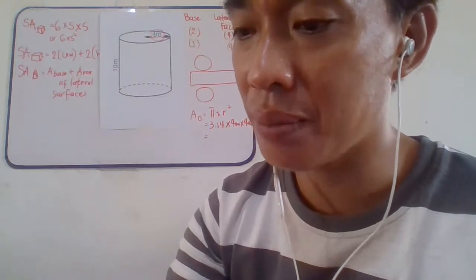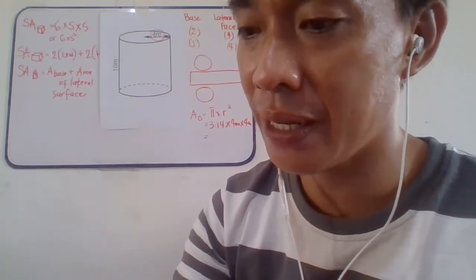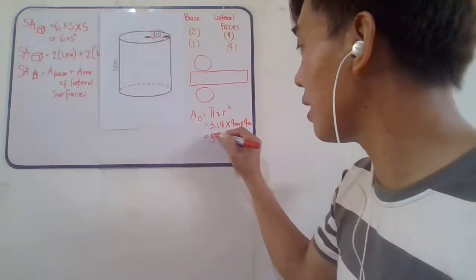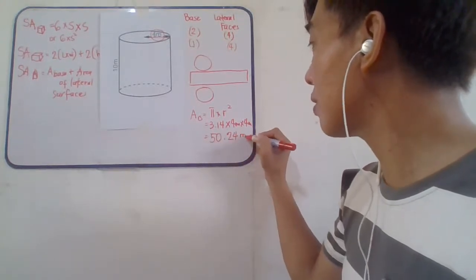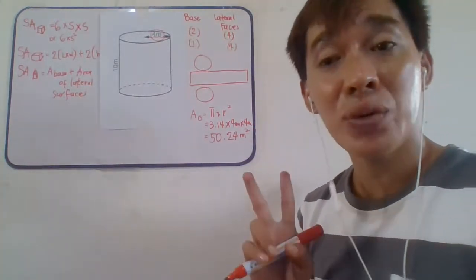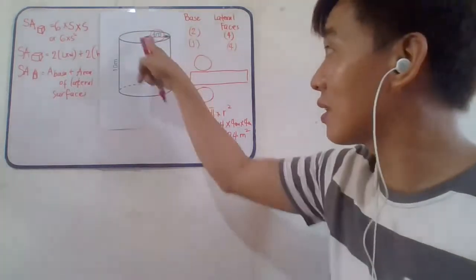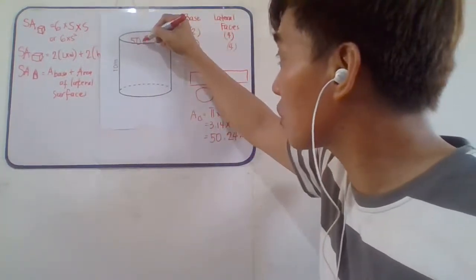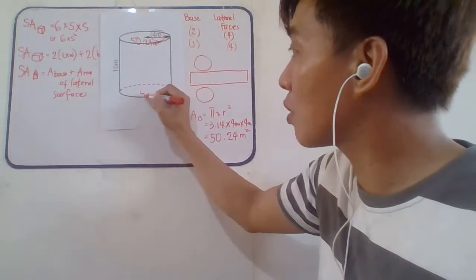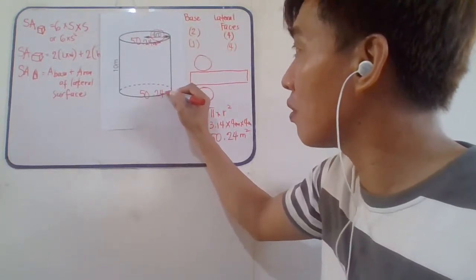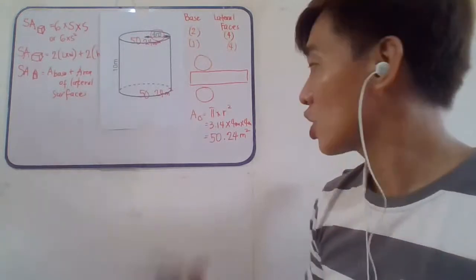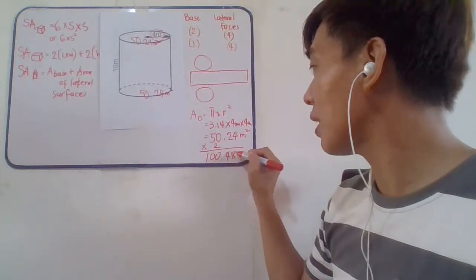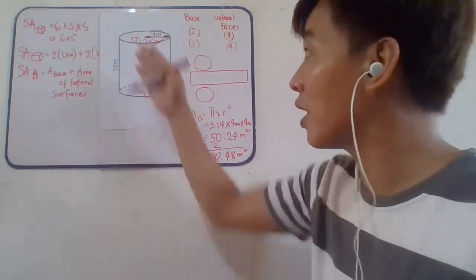So 4 times 3.14, that will give us 50.24 meters squared. Okay? But remember, we do have two circles here. Two circles, the top and the bottom. So this is 50.24 meters squared. And of course, this is also 50.24 meters squared. Okay? So you just multiply it by 2, so that will give us 100.48 meters squared. Okay? That's the area of the two bases.